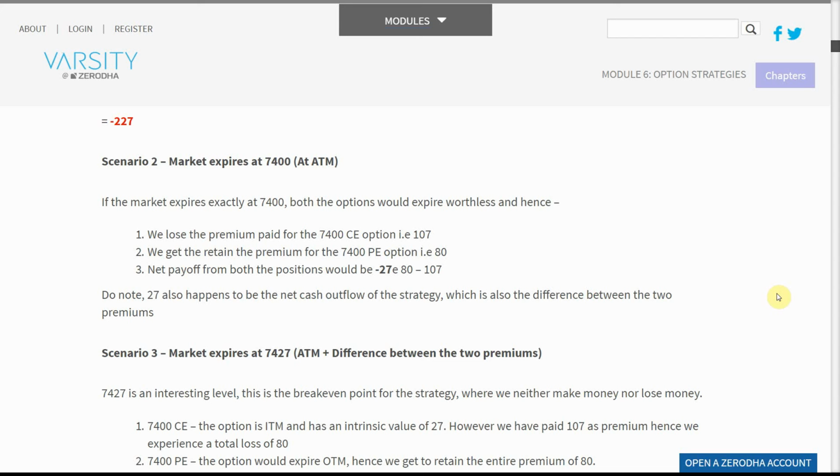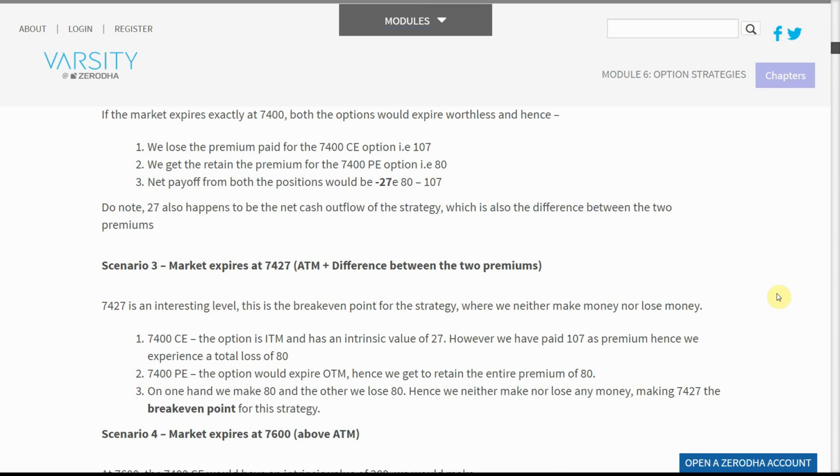Note: 27 also happens to be the net cash outflow of the strategy, which is also the difference between the two premiums. Scenario 3, market expires at 7,427, ATM plus difference between the two premiums. 7,427 is an interesting level. This is the break-even point for the strategy, where we neither make money nor lose money. The 7,400 CE option is ITM and has an intrinsic value of 27.